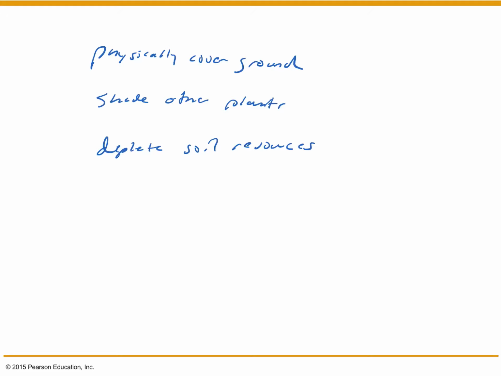In animals, it can be direct behavior, direct combat, that kind of thing between males, for example. In plants, it can be a plant physically covering ground with leaves, shading other plants, or depleting soil nutrients and minerals, soil resources.